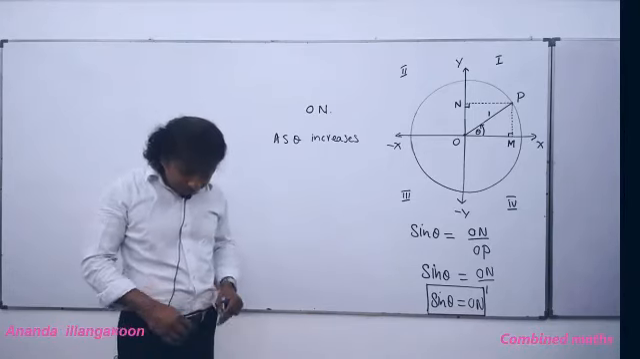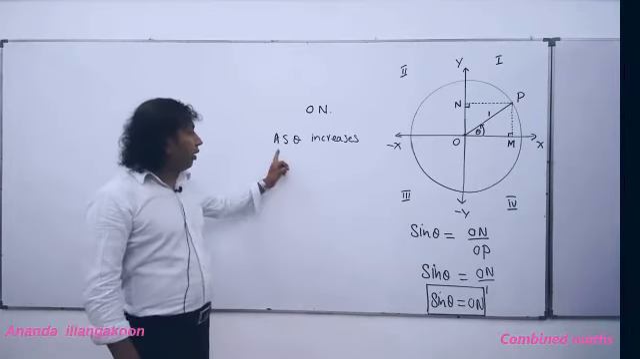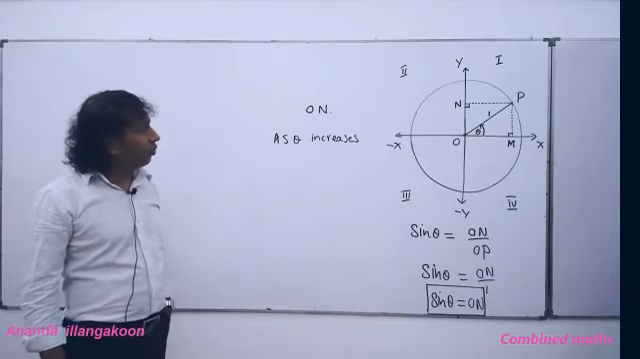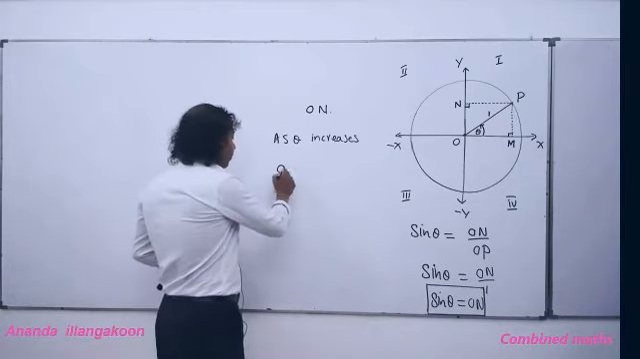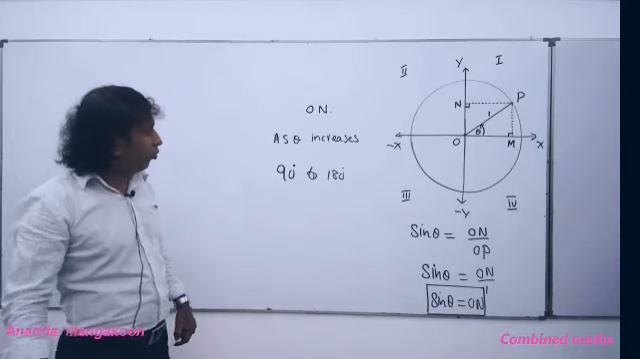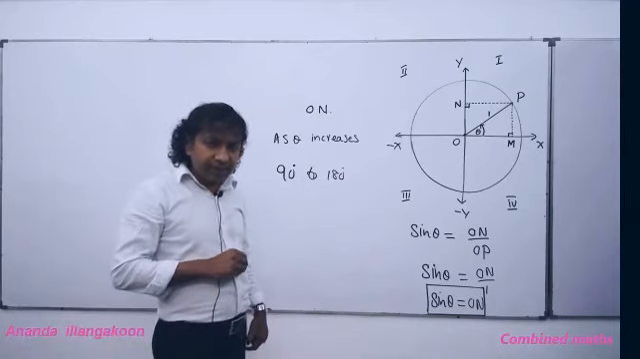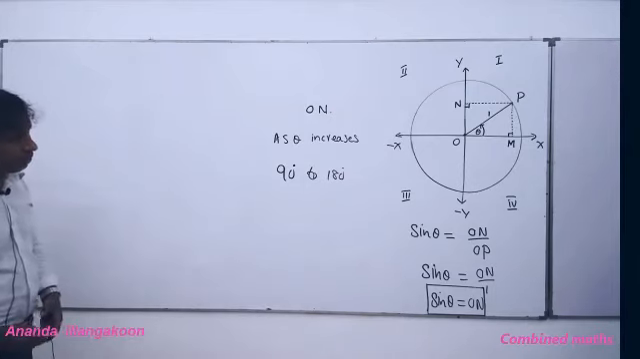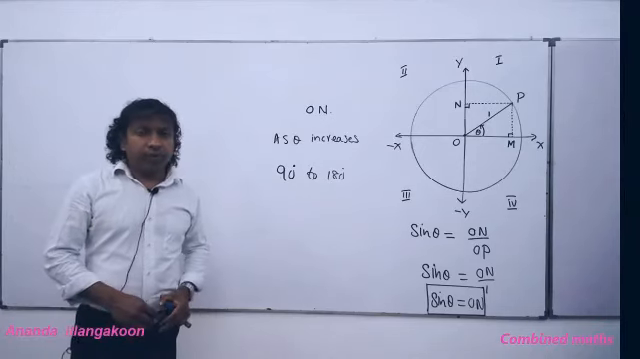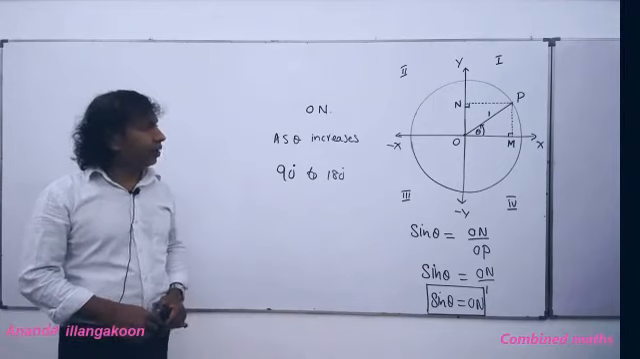In the second quadrant, as theta increases from 90 degrees to 180 degrees, ON decreases. But the decrease in rate increases.